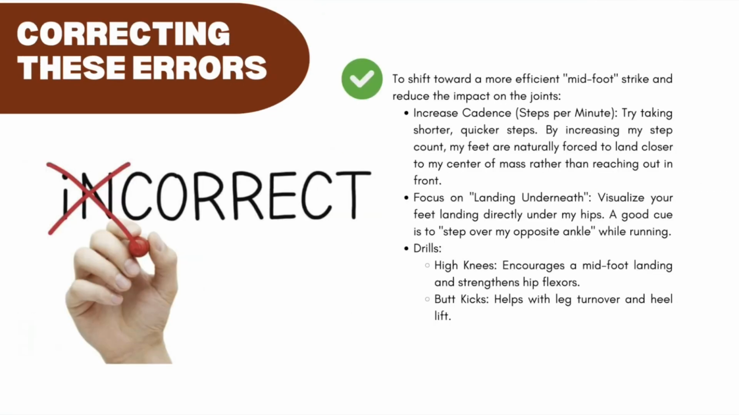So correcting these errors to move to a more efficient midfoot strike and reduce this impact on the joints, you can actually increase cadence, which is actually the steps per minute, by trying to take shorter, quicker steps. And by increasing my step count, my feet are naturally forced to land closer to my center of mass rather than reaching out front. Next, we can also focus on drills such as high knees to encourage a midfoot landing and strengthen hip flexors, or butt kicks, which helps with leg turnovers and heel lift.